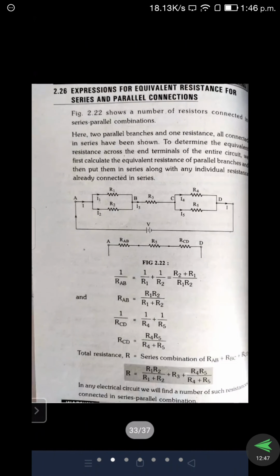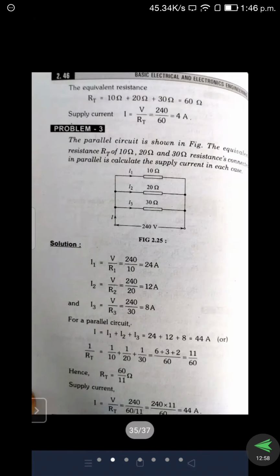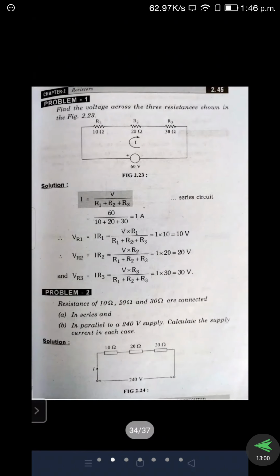Then after, we discussed the combination of series and parallel connection of resistors. How can we simplify, and from that, how can we determine the voltage values and current values for a given problem. So this is for the series connection. In this case, we discussed determining the individual voltage drop across each resistor. Then we determine the current.